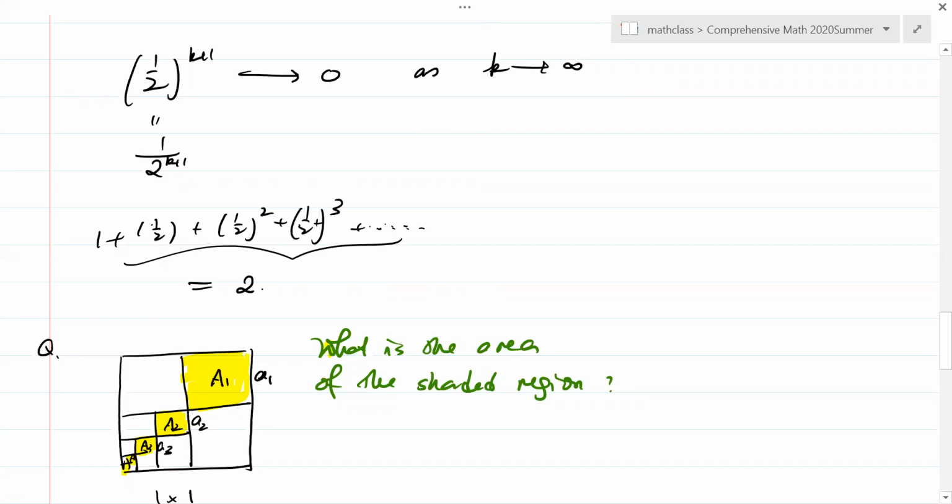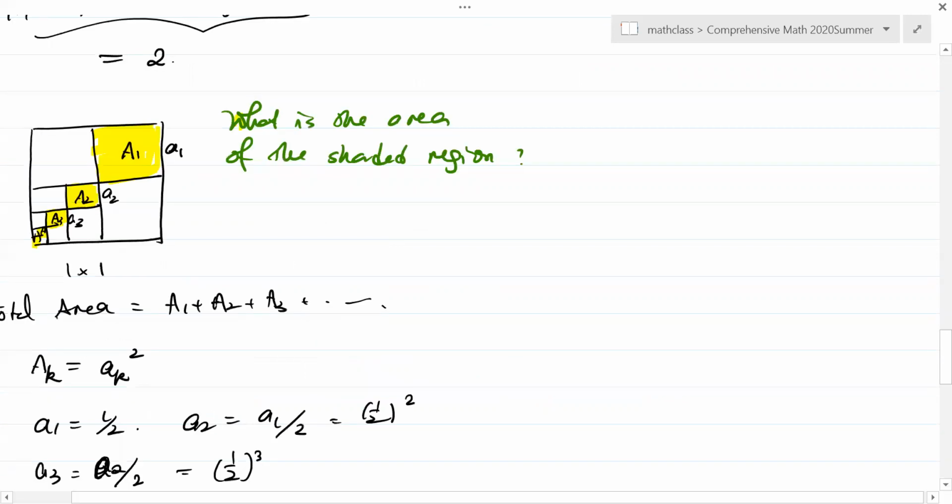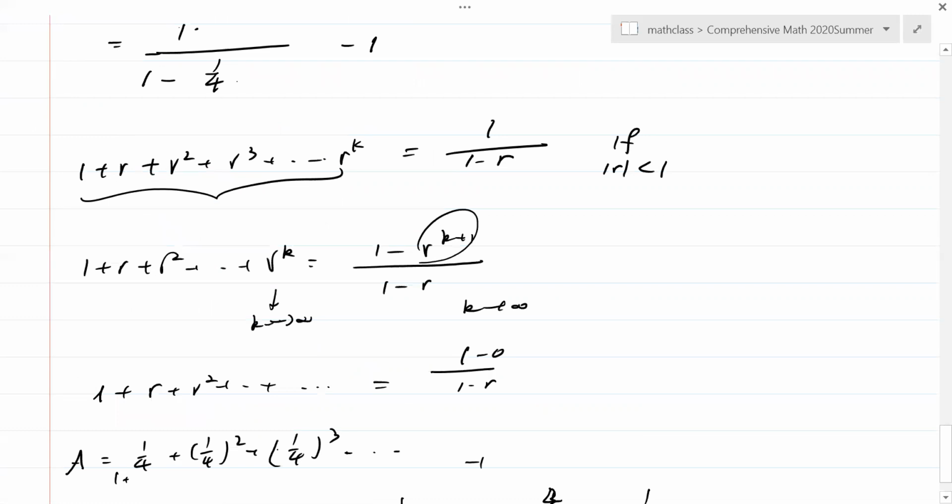All right, so this is about geometric sequences, okay? Remember, we need this in the future, okay?